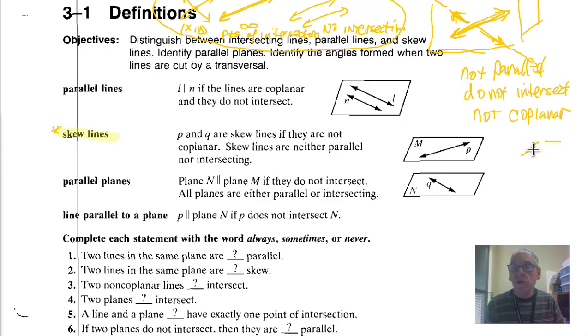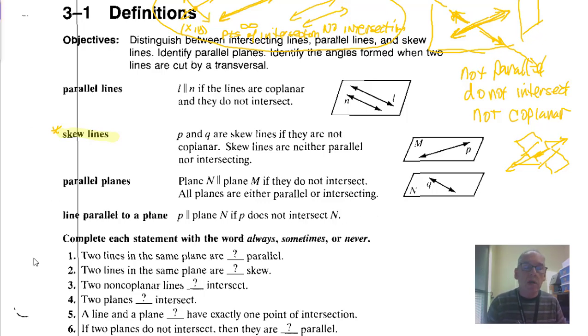See if I can draw that situation. We'd have one plane coming out this way, and another plane going back down this way, at an angle with each other. And the place where those two planes intersect each other is going to give us a line. So here's a picture of intersecting planes. Here we have a set of parallel planes.